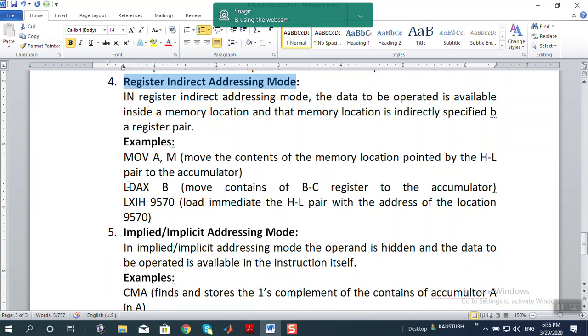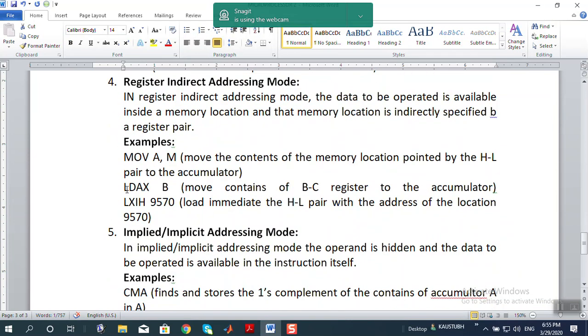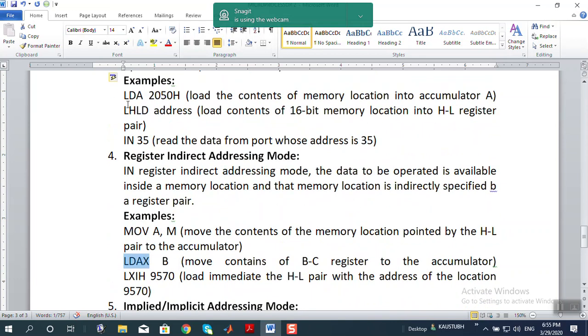Another one is LDAX B. LDAX also means load accumulator, just like LDA, which is also load accumulator. Now if you see the difference: in LDA, you load the accumulator directly from a memory location, because the accumulator is 8-bit, so you are copying 8-bit data to the accumulator. From where? From a memory location whose address is directly given along with the instruction in this case.